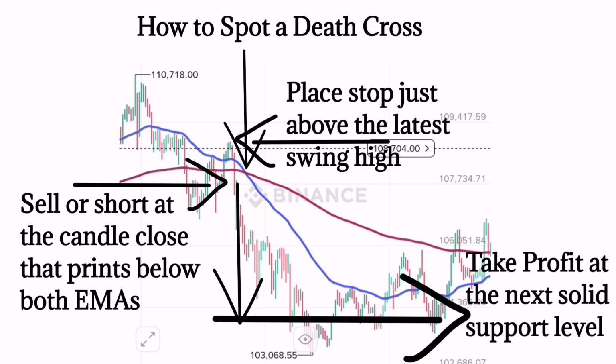Profit target 1: cover part of the position at the next solid support level, maybe a previous range bottom or fib extension. Profit target 2: trail the stop behind the 50 EMA as long as price stays below, and hold the short. Exit when price finally closes above the 50 EMA.